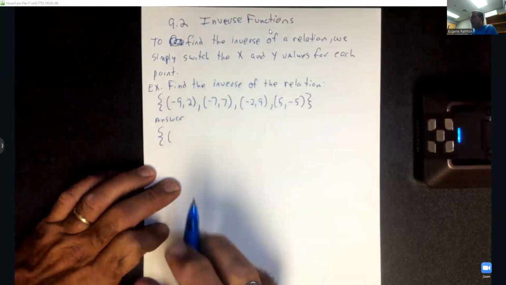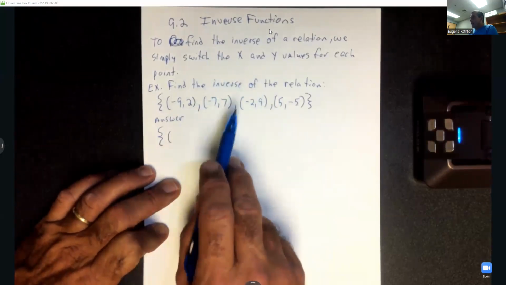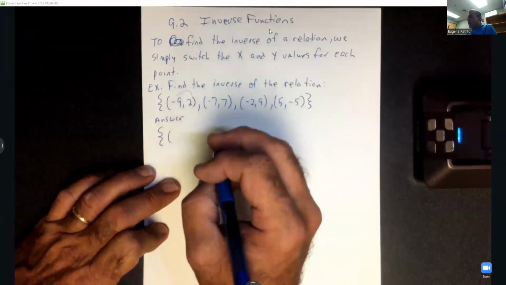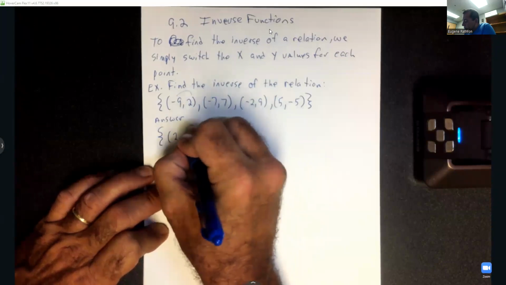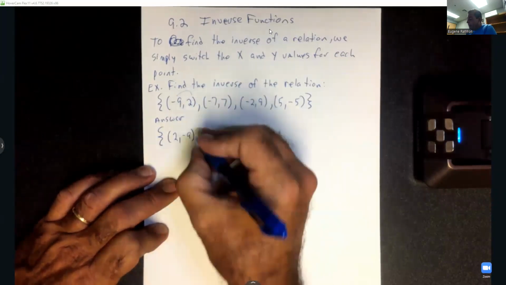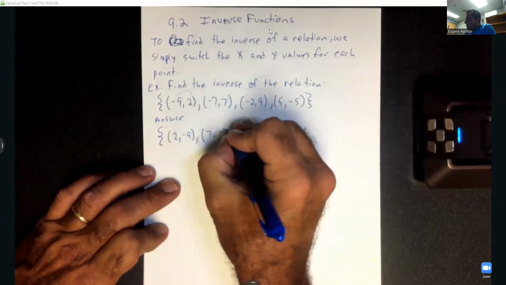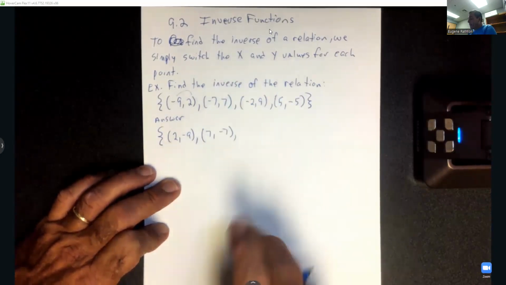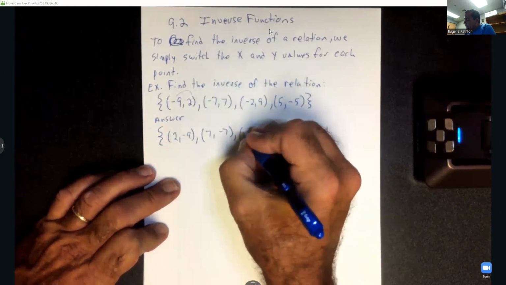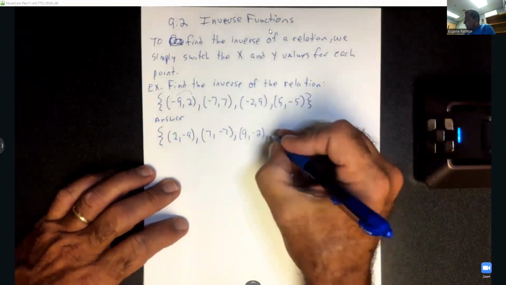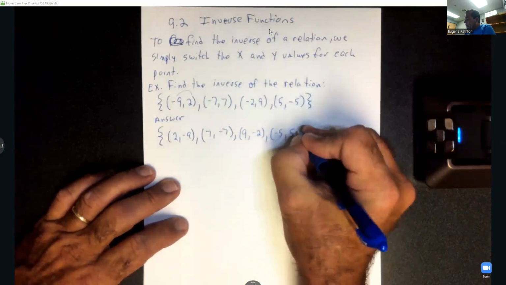All righty, so let me start it out. The inverse of the relationship, it just says switch the x and y values for each point. So I'm just going to switch these points, and that'll give me what, a (2, -9). Switch the next one, I get a (7, -7). Next, I get a (9, -2). And then finally, I get a (-5, 5).